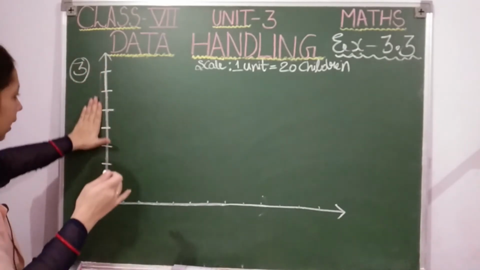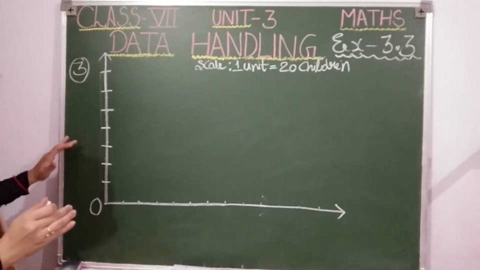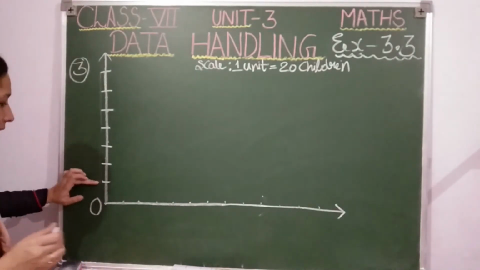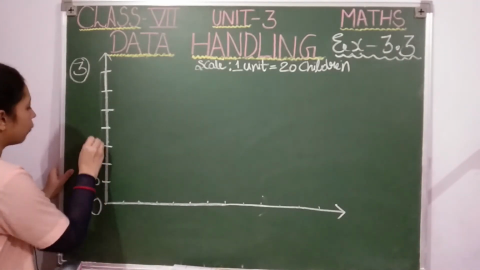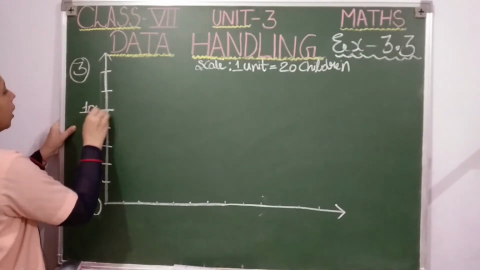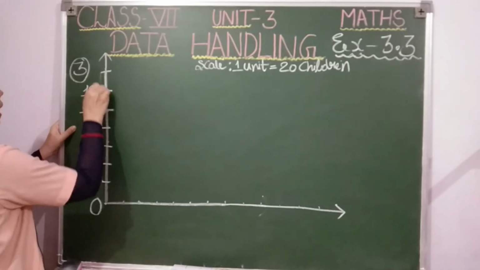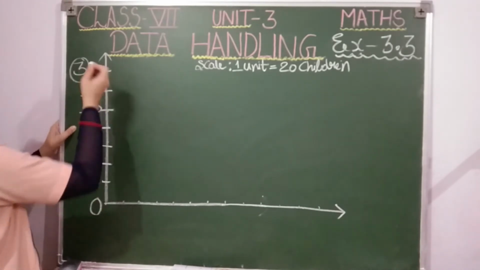The marking should be equal. You are just going to mark at each box, students. From 0, where your box is ending, there mark 20. Again where it is ending, mark 40. Like this it will go on: 80, 100, 120 and 140. Okay, students. So this is my 140.